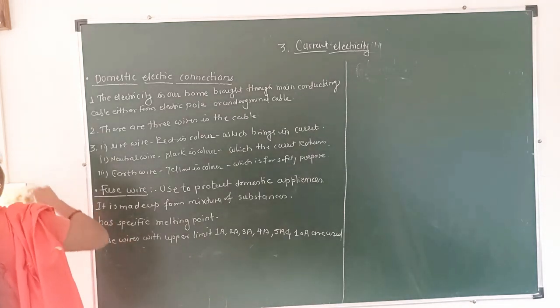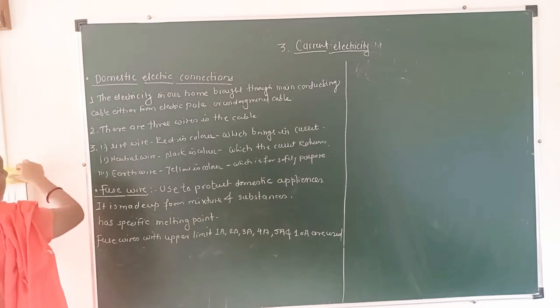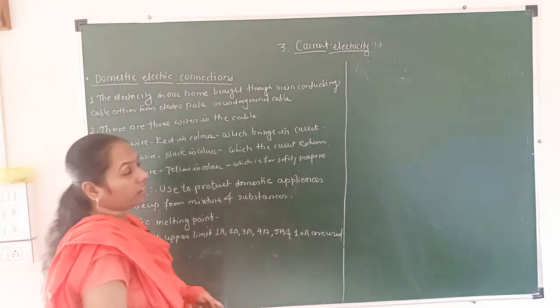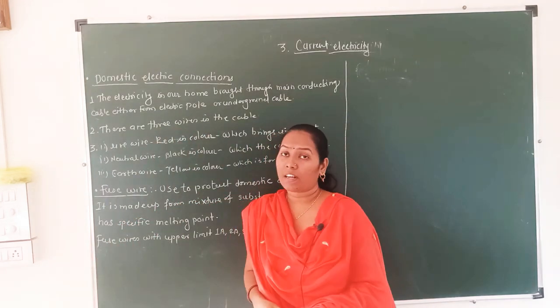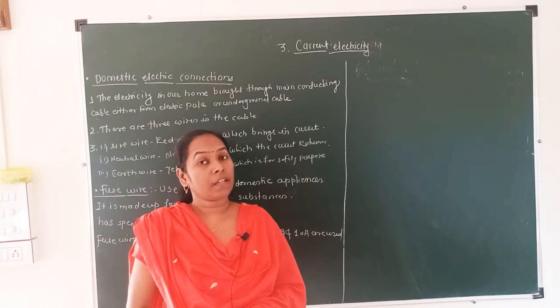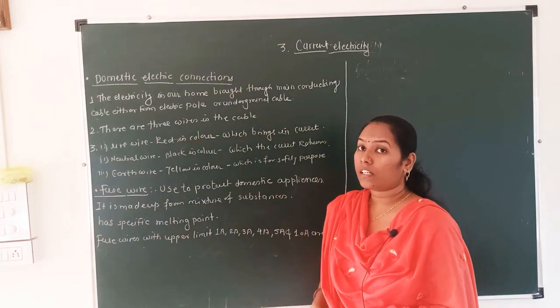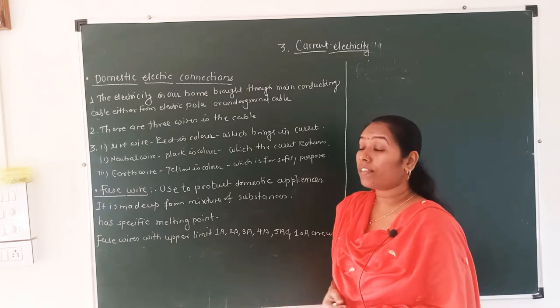Now we are going to discuss the last points from this topic: the domestic electric connections, then the fuse wire, and the last one, the precautions to be taken while using electricity. The first one is the domestic electric connection. How are the electric connections made in our home?